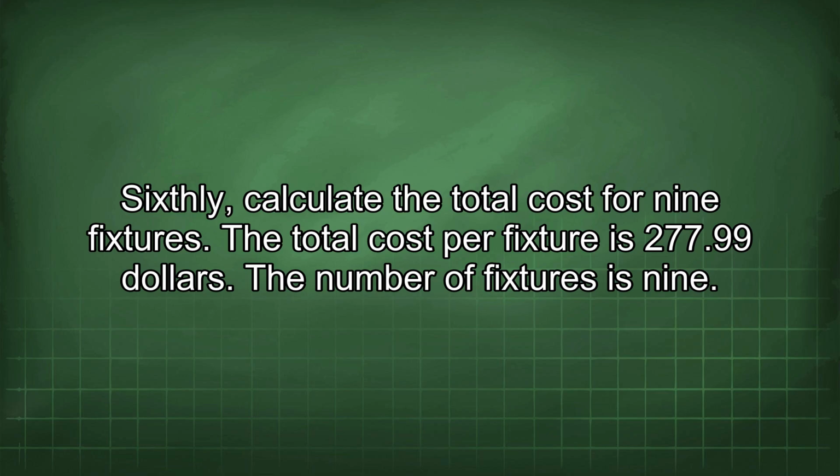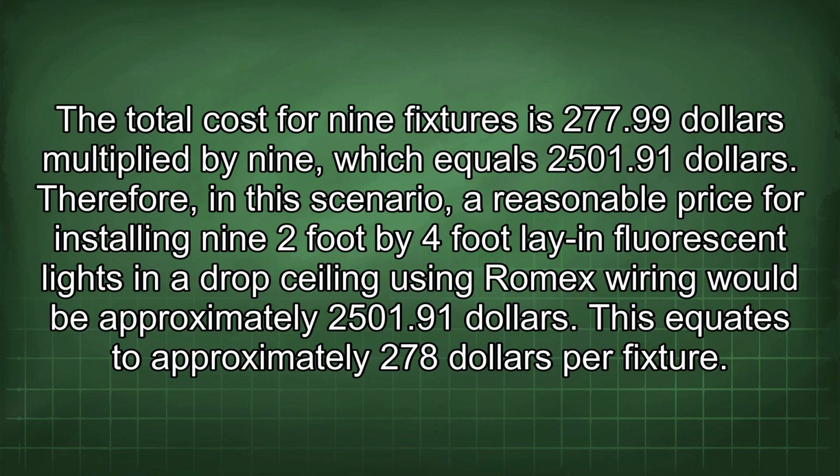The total cost per fixture is $277.99. The number of fixtures is 9. The total cost for 9 fixtures is $277.99 multiplied by 9, which equals $2501.91. Therefore, in this scenario, a reasonable price for installing 9 2x4 lane fluorescent lights in the drop ceiling using Romex wiring would be approximately $2501.91. This equates to approximately $278 per fixture.